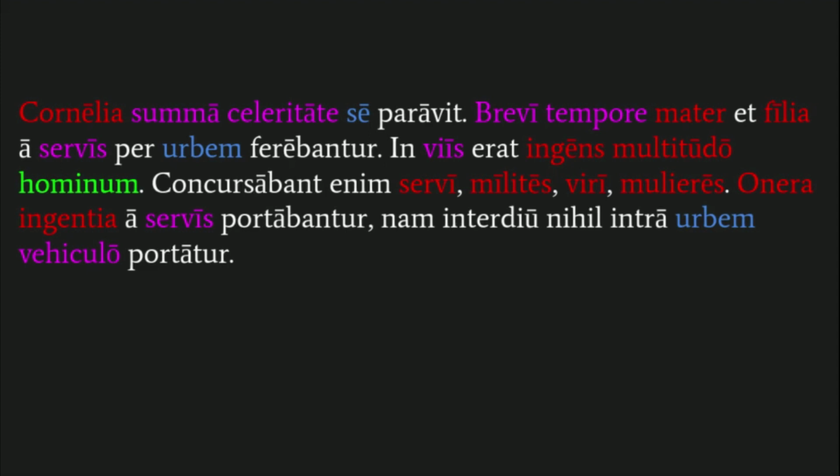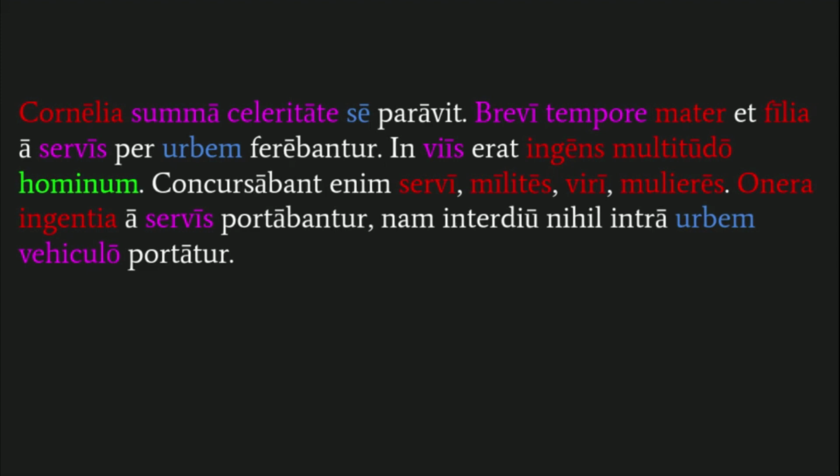Then we have onera ingentia a servis portabantur, nam interdiu nihil intra urbem vehiculo portatur. So onera ingentia is our subject, the huge loads or the huge burdens, right? It's neuter plural, which is why you have onera ingentia, right? And they're portabantur, they were being carried. Again, you have passive voice. It's imperfect tense. You can tell by the BA. So you're saying the huge burdens, the huge loads, were being carried.